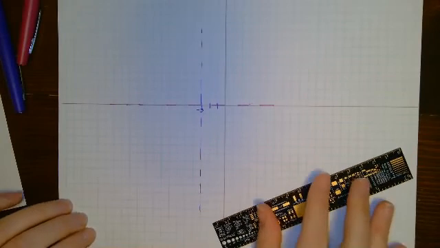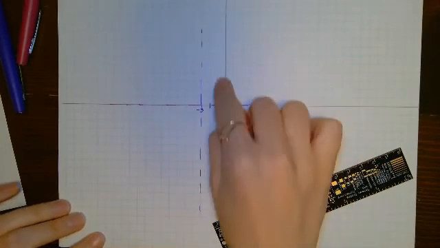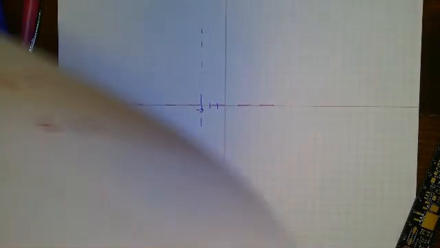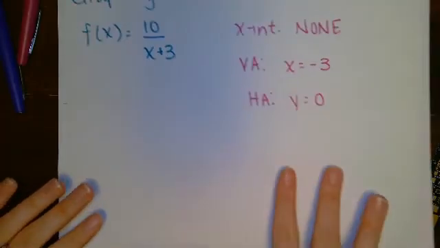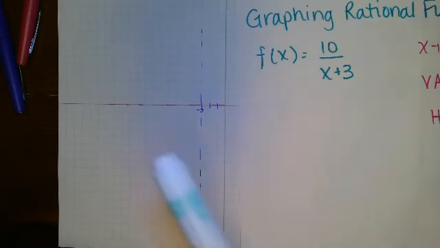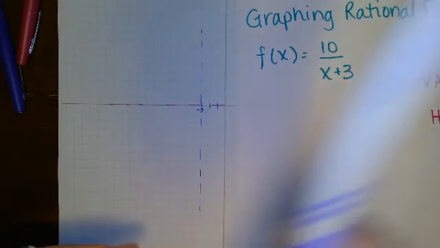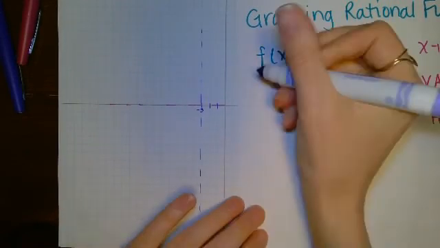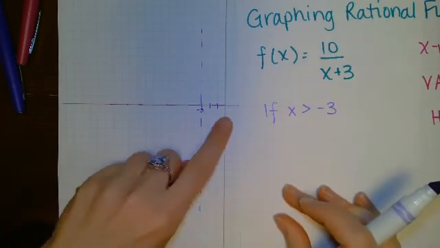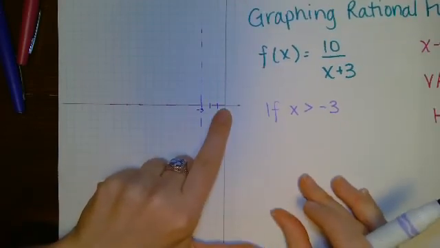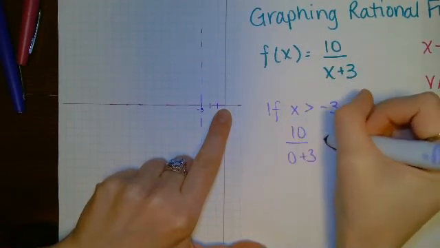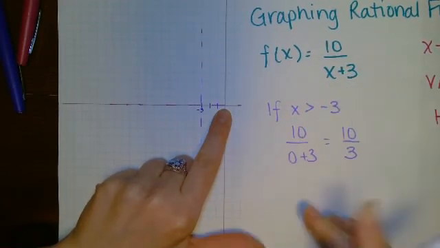Okay, refocus, great. So now the only thing is we just don't know if our curves are up here or down here. So what we're going to do is look back at our equation. We need to figure out what's happening on either side of x equals negative 3. So we just say to ourselves, if x were greater than negative 3, and we can pick any number, let's say 0, then we would have 10 over 0 plus 3, which is 10 over 3.